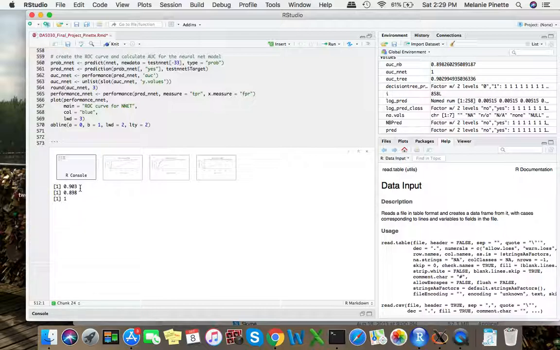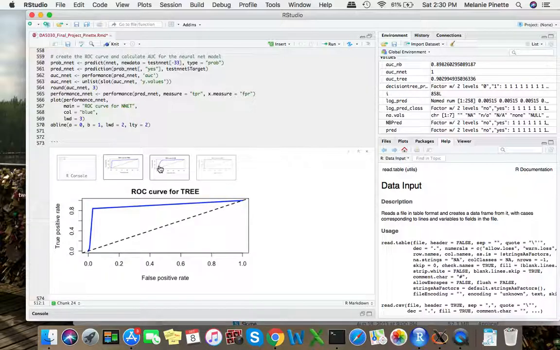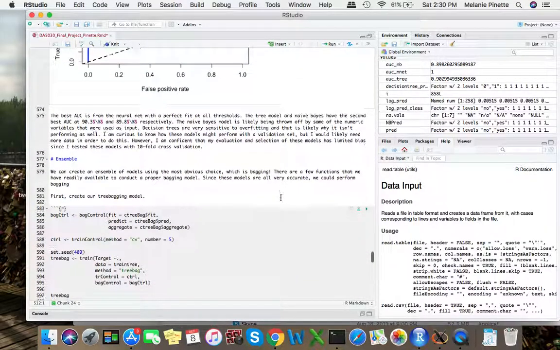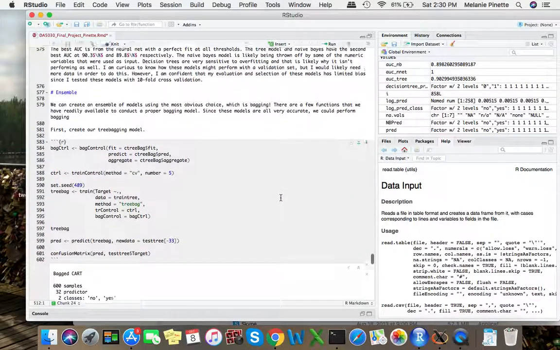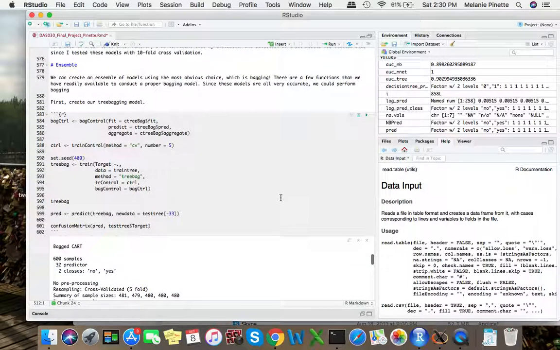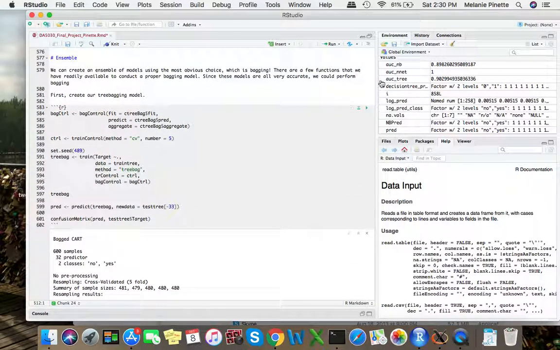The decision tree, we see 90.3% accuracy, and I'm sorry, naive Bayes, 90.3% accuracy. Nope, the opposite. Tree, 90.3, 89.8 for naive Bayes. And then when you look at the ROC, that's reflected here. So the tree model performs pretty well. Naive Bayes a little worse. And then the NNet is near perfect. So great. And we can actually try to string these models together.